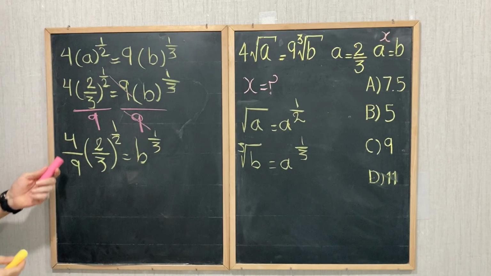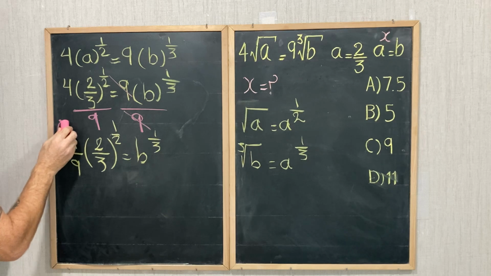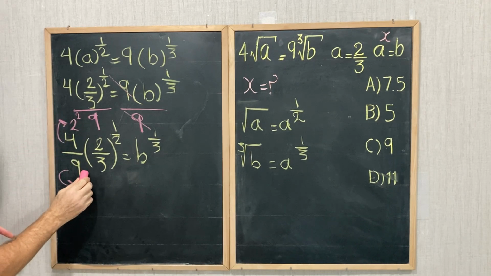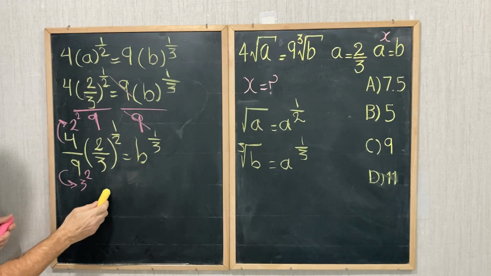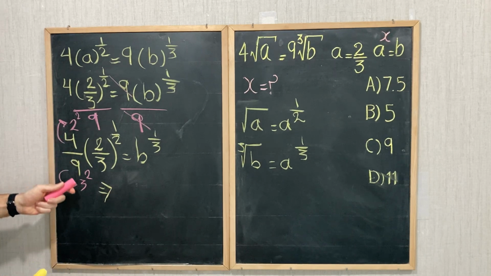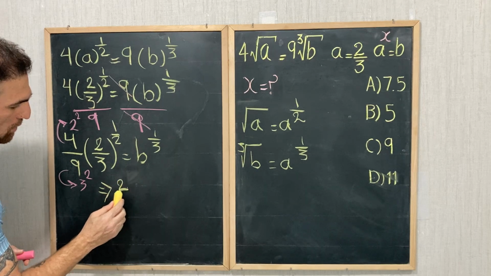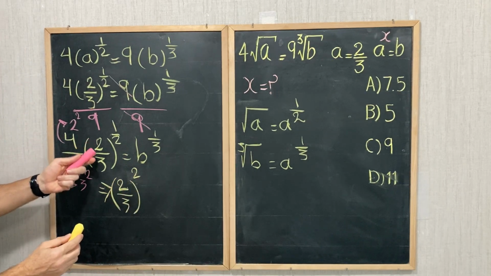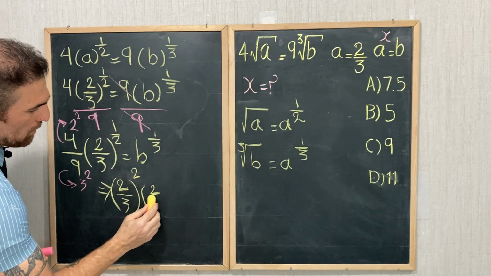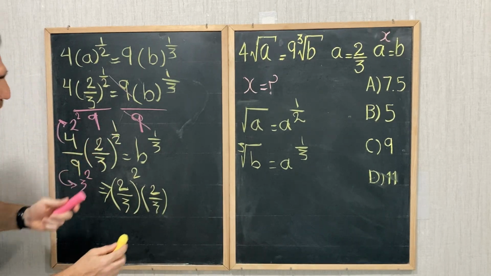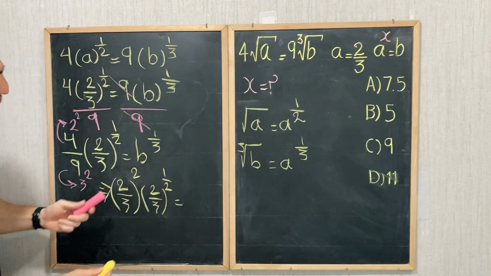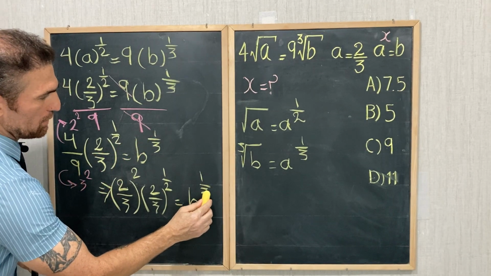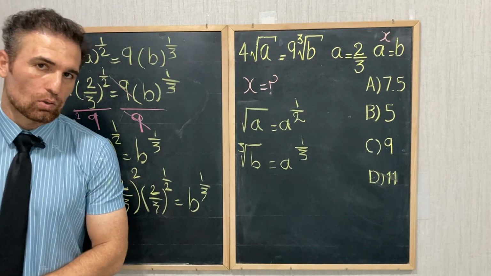Now, as you know, 4 equals 2 to the power of 2. 9 equals 3 to the power of 2. So I'm going to rewrite it as 2 over 3 to the power of 2 times 2 over 3 to the power of 1 over 2 equals b to the power of 1 over 3. Can you help me to continue the solution?